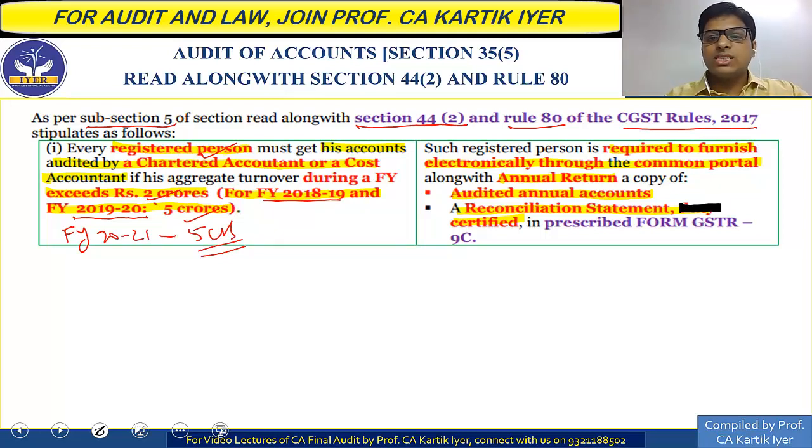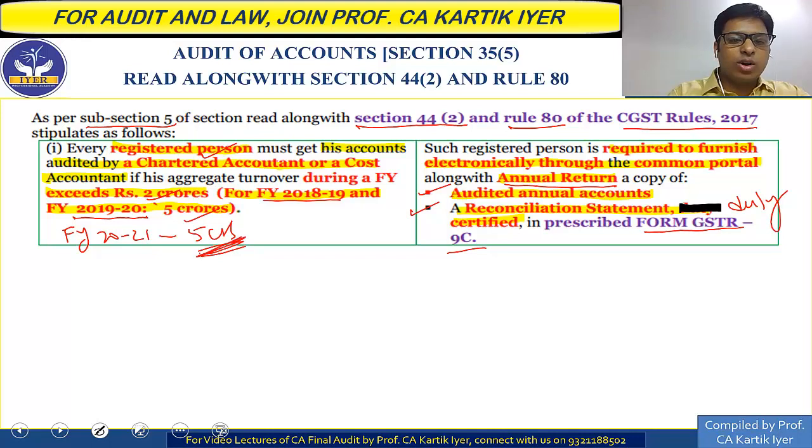Next, such a registered person is required to furnish electronically through the common portal, along with the annual return, a copy of the audited annual accounts. So along with the annual return, the person has to submit the audited annual accounts and a reconciliation statement duly certified in the prescribed form GSTR 9C. So just remember this main important thing, that it is 5 crores in this case for the purpose of your GST audit.